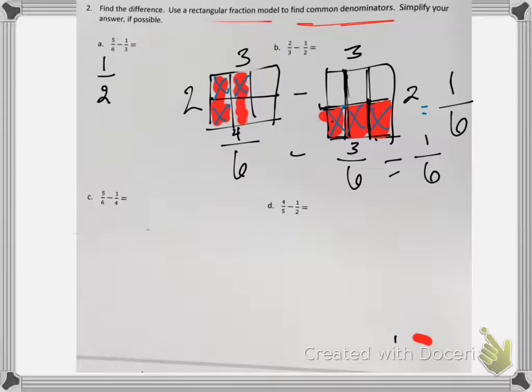Now let me give you the answers to C and D. So C is 7/12. D is 3/10. Go ahead and try to work those out. Let me flip to the next slide. Pause it if you need to.